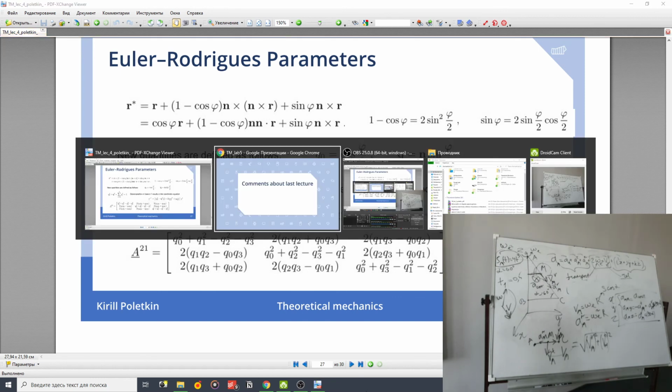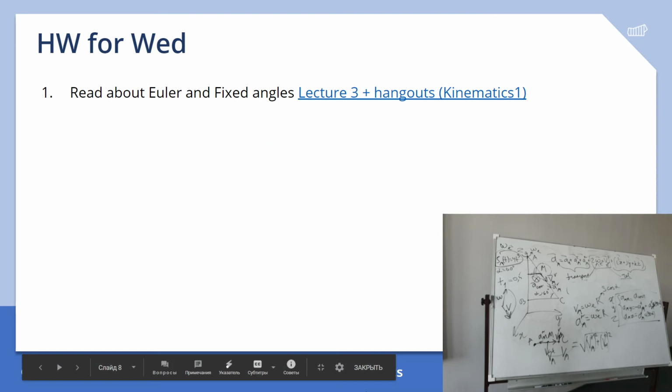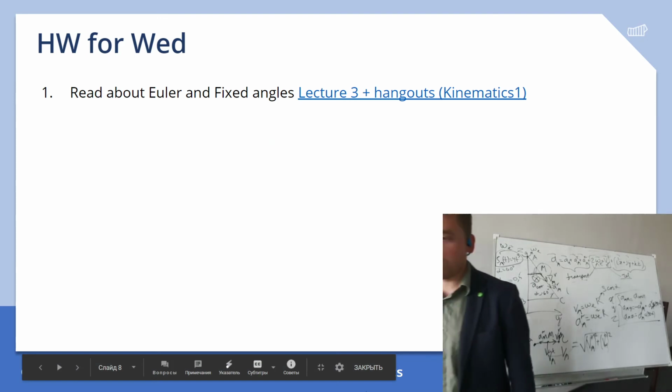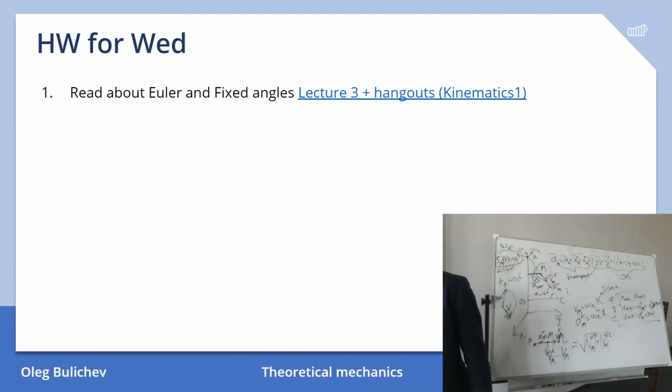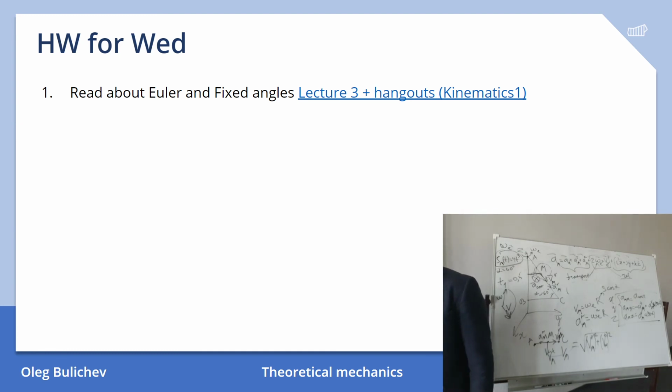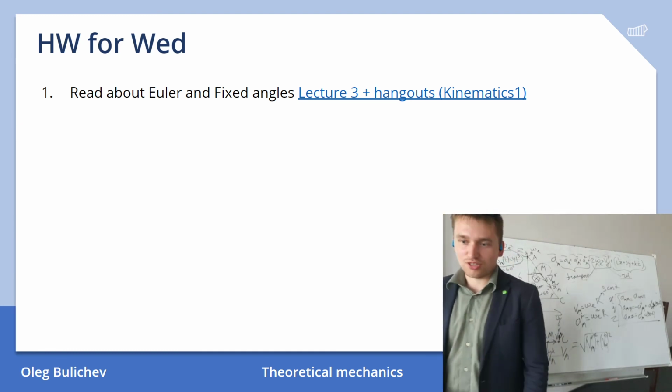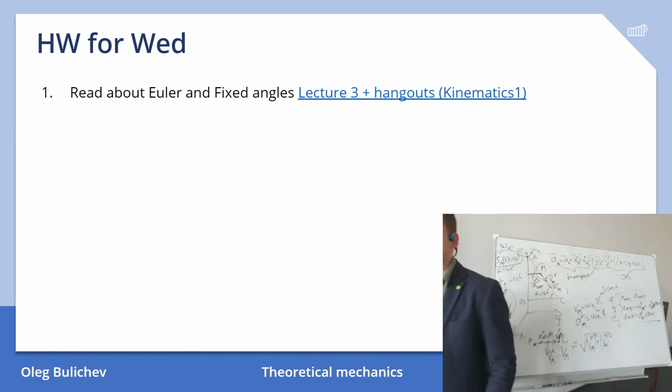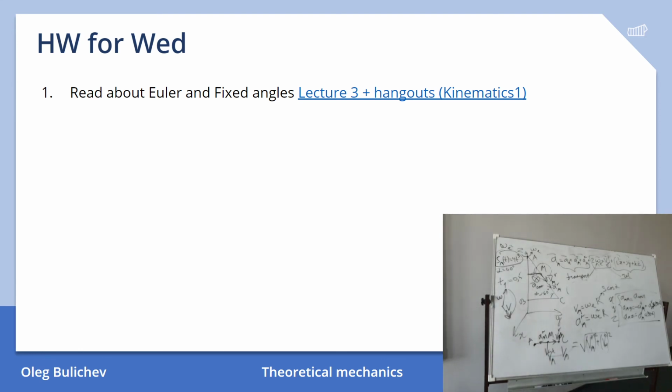But now let's go to the home task. Your home task is to read about Euler and fixed angles and understand what's going on and how it works. This handout and lecture is from Khatib, a guy from Stanford. My introduction to robotics was actually his course because I didn't have one in my master's degree. So I really appreciate these classes. Actually, it might help you too in your next block.